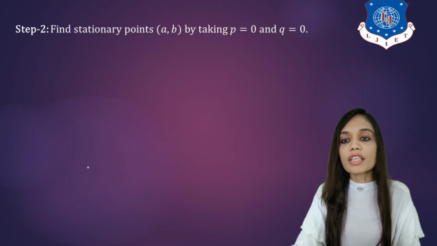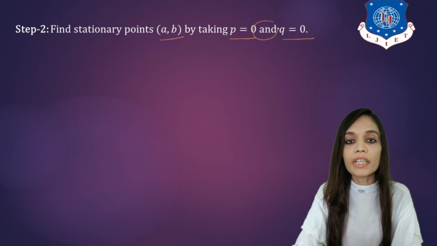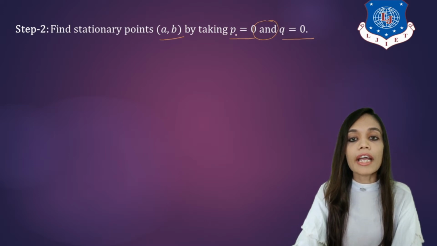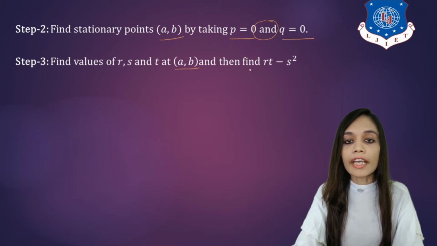Step 2 is, then we have to find stationary points a comma b by taking p is equal to 0 and q is equal to 0. We have to take both p and q together and solve them and find the points a and b. Step 3, find the values of r, s and t at our stationary point a, b, and then find, this is the most important step, rt minus s square.